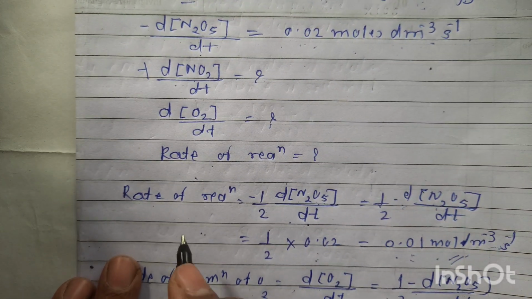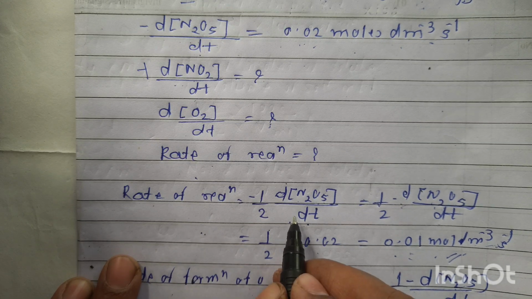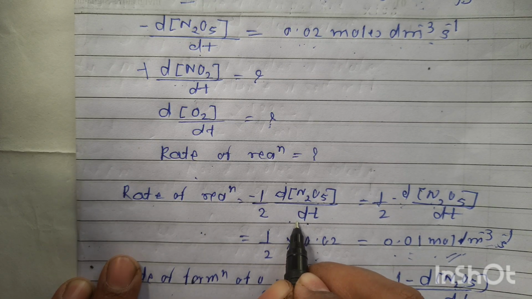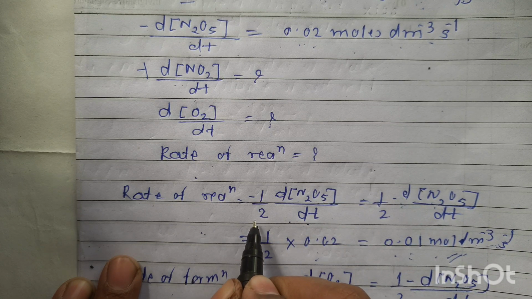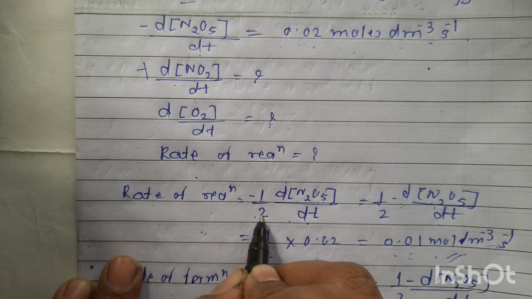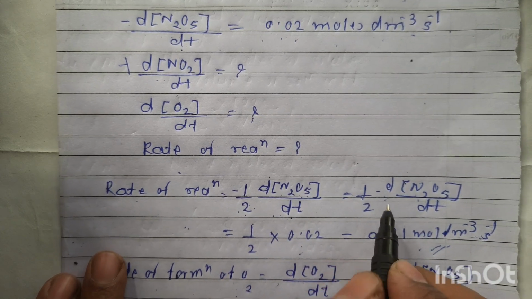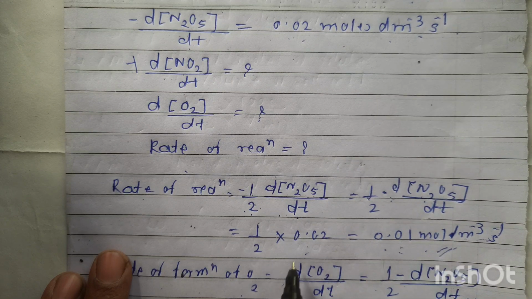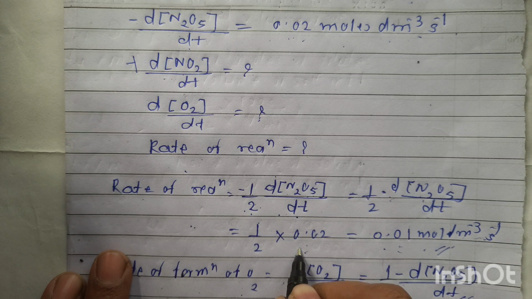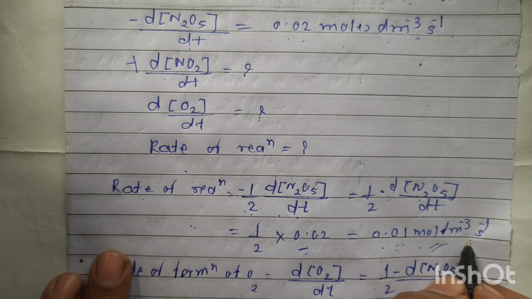So the rate of reaction, we know, is the rate of disappearance of reactant equal to the rate of formation of product, right? Since there are 2 moles of N2O5 in the reaction, we divide by 2. So doing the rearrangement, that is 1 by 2 into minus d of N2O5 by dt. Substituting the value of dN2O5, we get the answer 0.01 mole per dm³ per second.